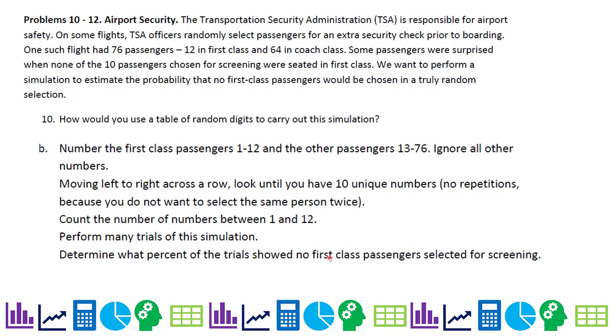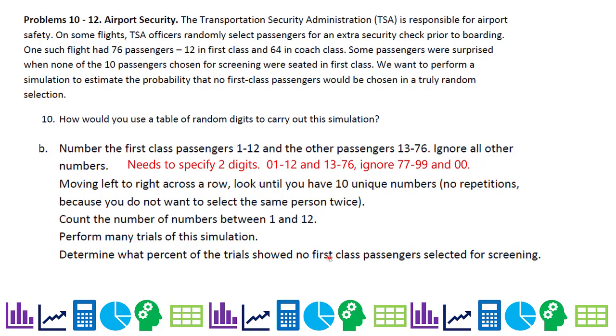We want to perform a simulation to estimate the probability that no first-class passengers would be chosen in a truly random selection. So how would you use a table of random digits to carry out this simulation? First of all, I'm skipping A because it says none of them are right. So we're going to see if we find one right, and if we don't, A must be the choice. So number the first-class passengers from 1 to 12, and the other passengers 13 to 76. Ignore all other numbers. So you need to specify 2 digits. And ignore all other numbers is fine.